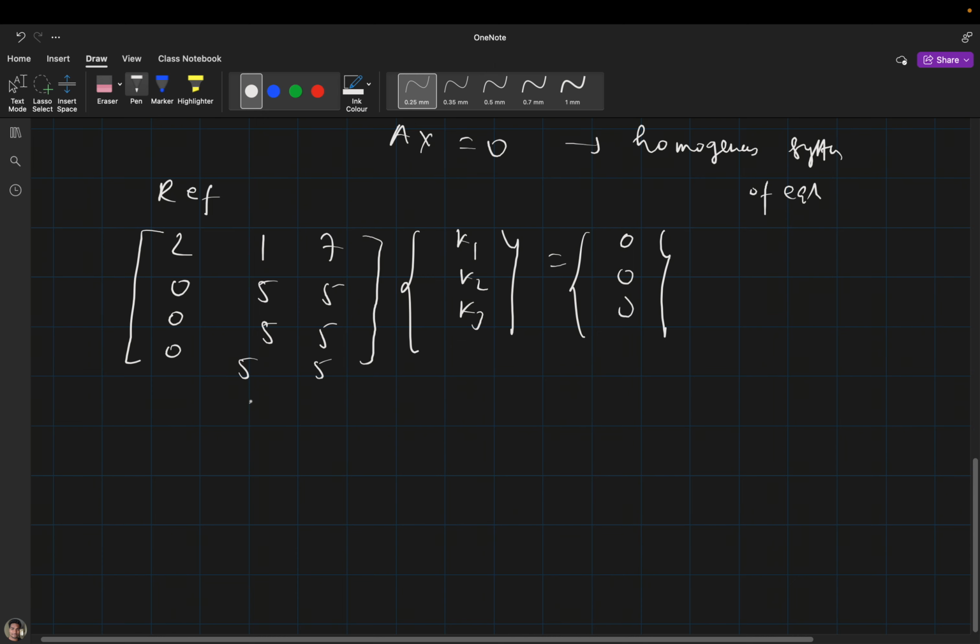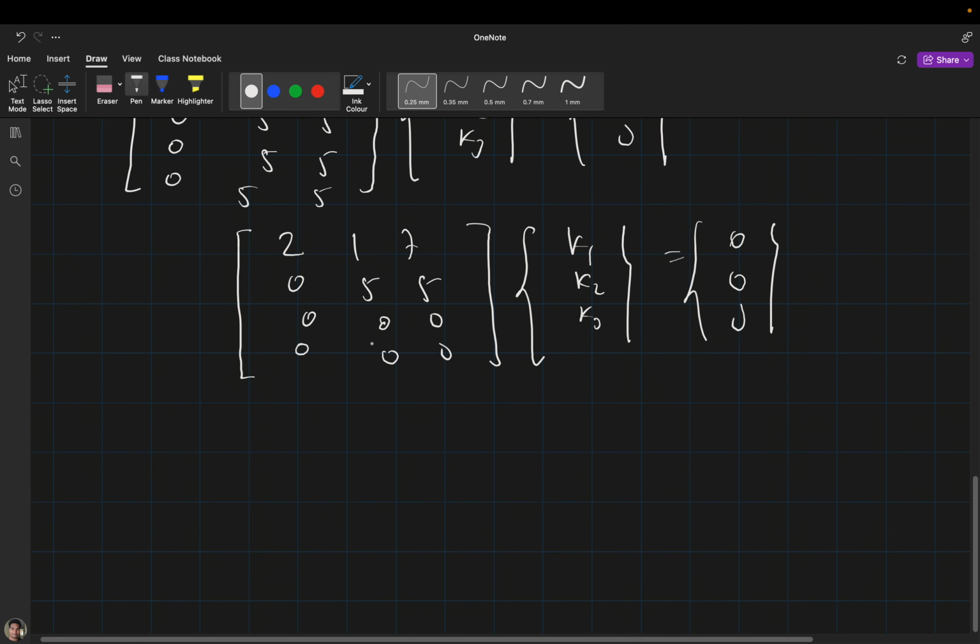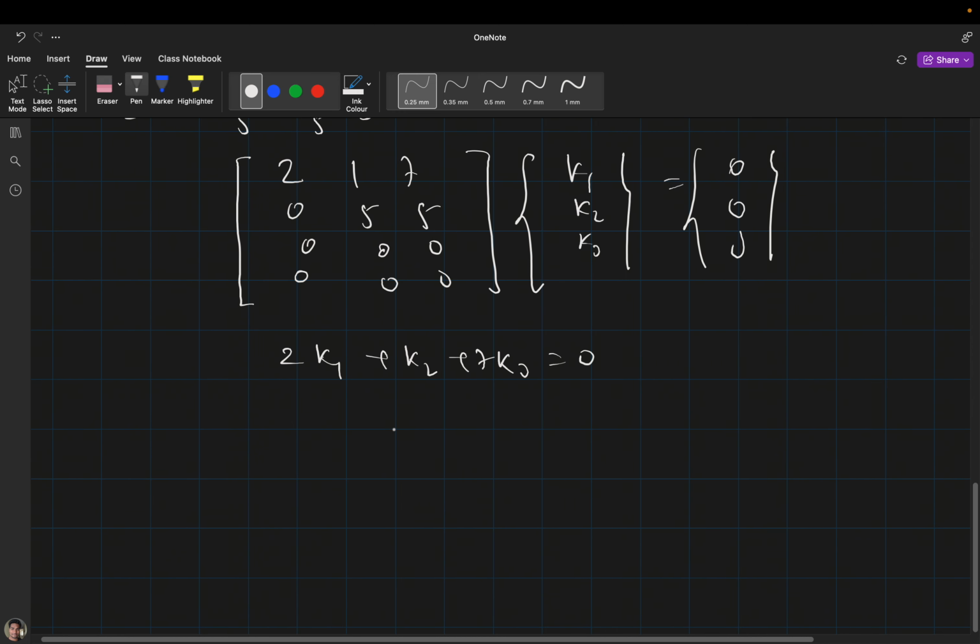So what we will get? I will get 2 1 7, 0 5 5, 0 0 0, 0 0 0. Okay, and this will be k1 k2 k3 equal to 0 0 0. Okay, now the first row will be what? 2k1 plus k2 plus 7k3 equal to 0, and the second row will be what?